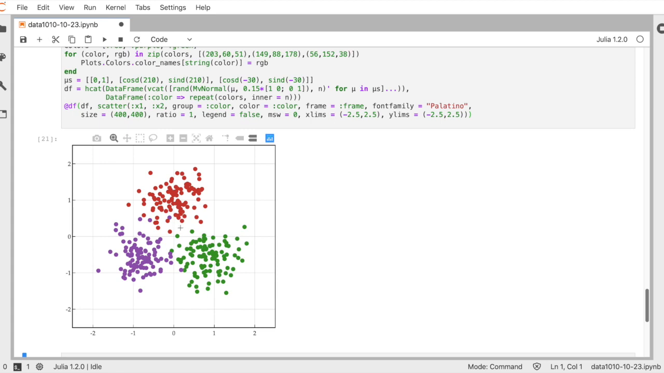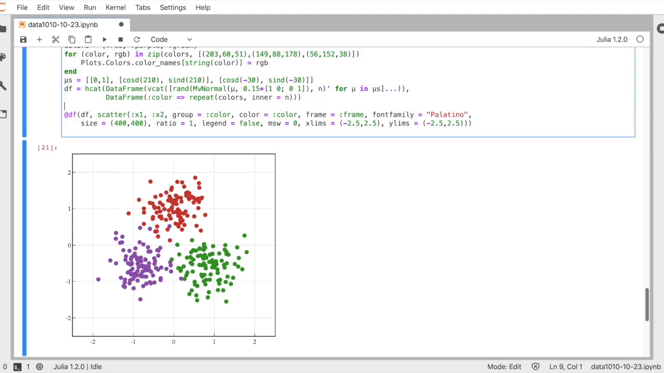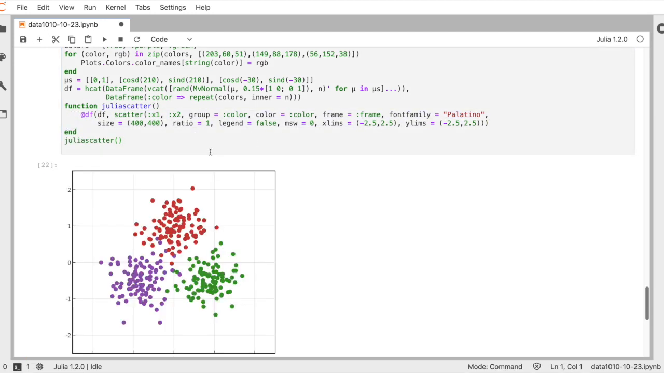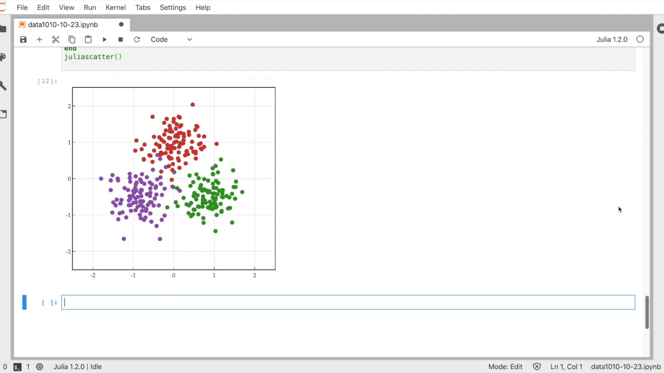The point is that we've done well because the data are reasonably nicely separated, but there's a little bit of overlap, enough to keep the logistic regression models from going haywire. So we're going to need to call this scatter function repeatedly, so let's give it a name. And then proceed with making our logistic regression model.